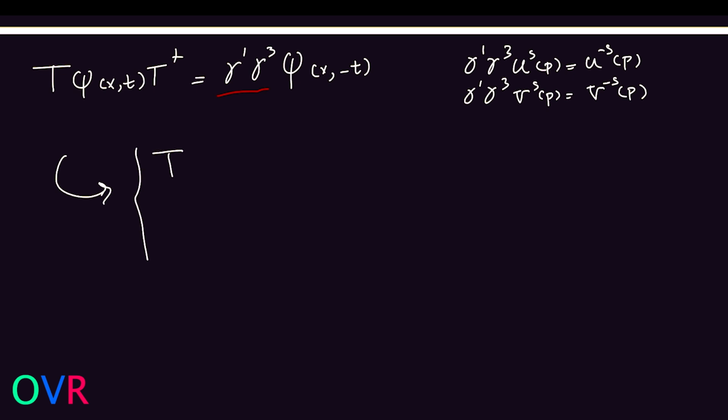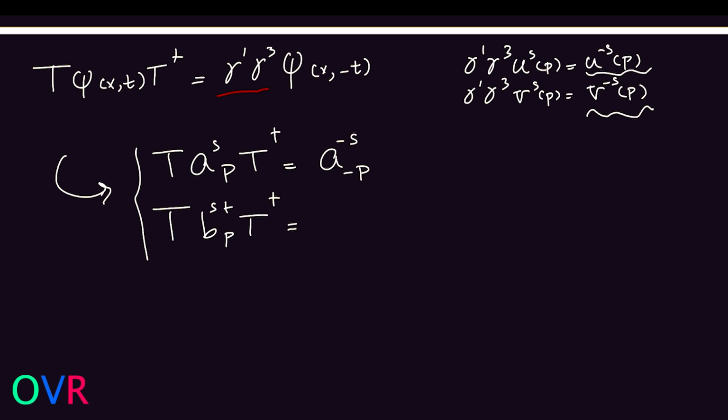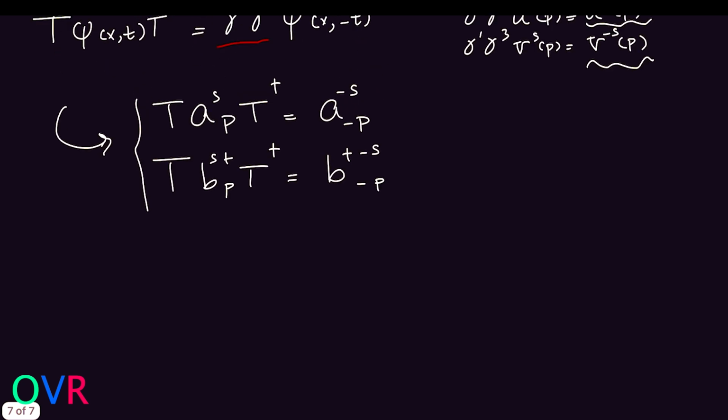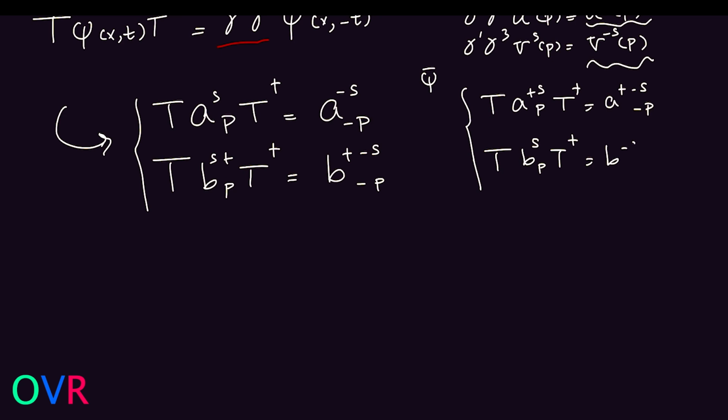But the conclusion that I make regarding the creation and annihilation operators is this: a of s p under time reversal is going to be a of minus s minus p. Here we have to change the exponential terms as we did for parity. And T b dagger of s p T dagger is equal to b dagger of minus s minus p. Similarly for psi bar: T a dagger s p T dagger is equal to a dagger of minus s minus p, and T b of s p T dagger is equal to b of minus s minus p.